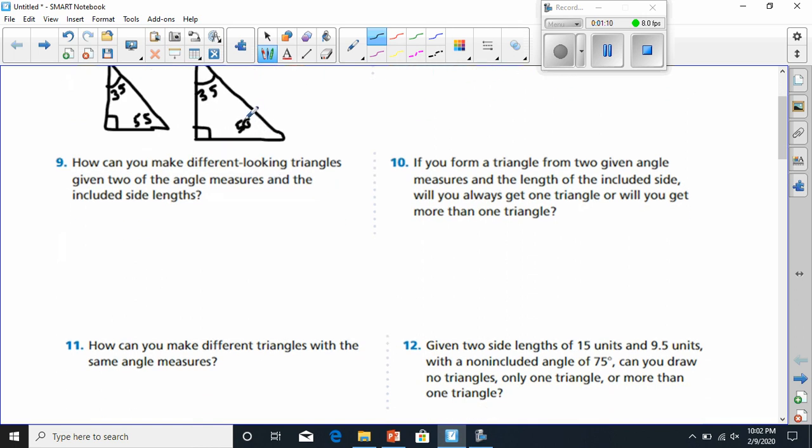And this was 55. How can you make different looking triangles given two of the angle measures and the included side? Well, if I give two angle measures and the included side, let's see, two different looking triangles. Well, I could make one that is 4 inches. And that's the included side length, so that's 1.